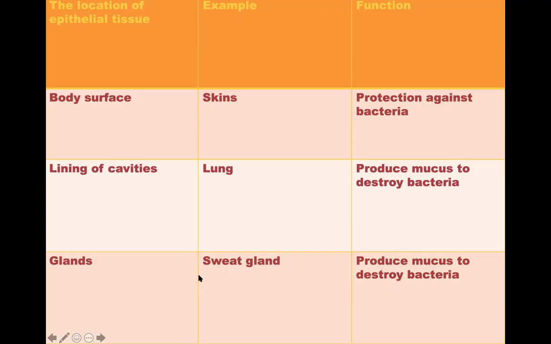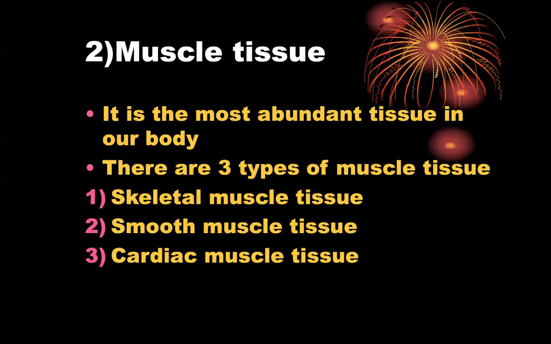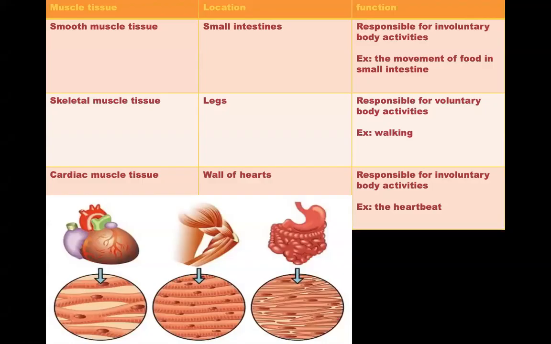The next one is muscle tissue. So this is the abundant tissue in our body. So it means that we have many muscle tissue in our body. So there are 3 types of muscle tissue. So I make it a table for you as well.